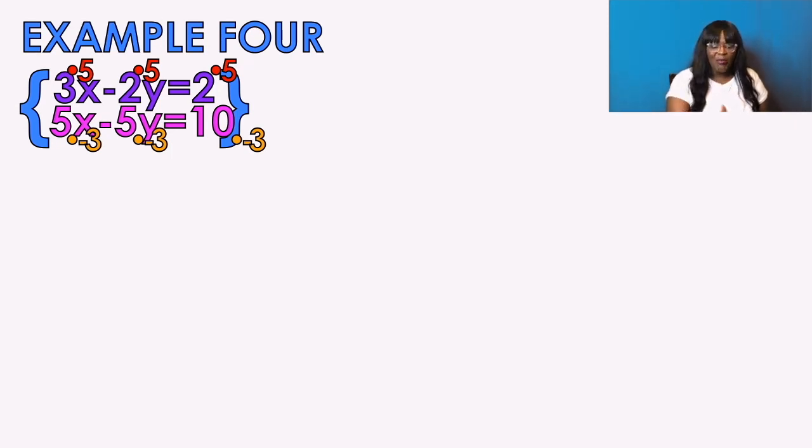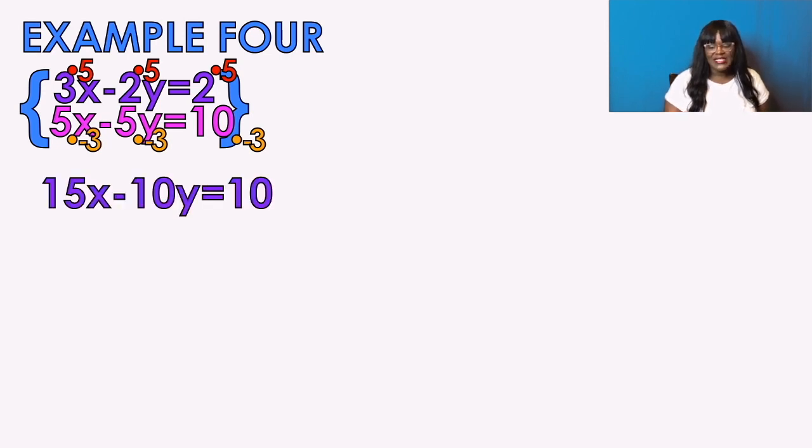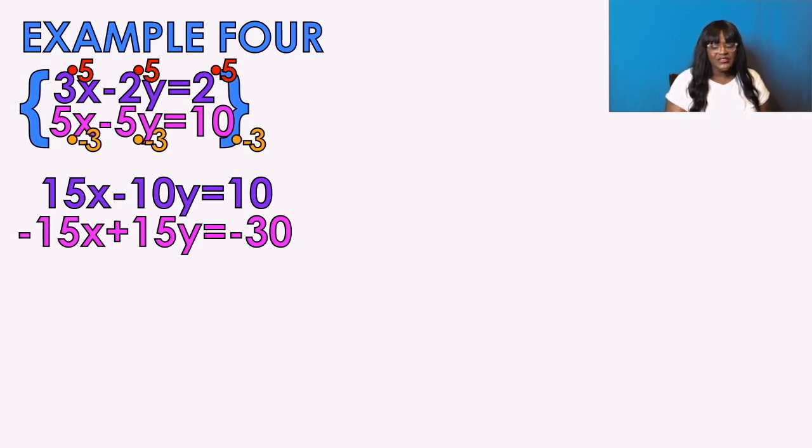So if I have a +15 and a -15, am I going to have my opposites? Yes, I am. Okay? So I'm going to have 15x minus 10y equals 10 for the purple equation, and the pink equation, -15x plus 15y equals -30. Do you see your opposites? Yes. We love it. So we're going to go ahead and get those out of here.